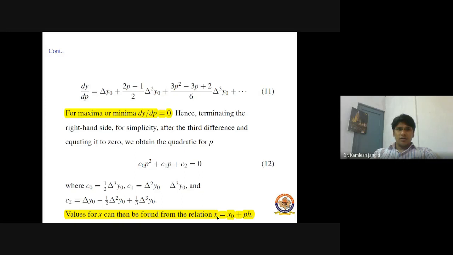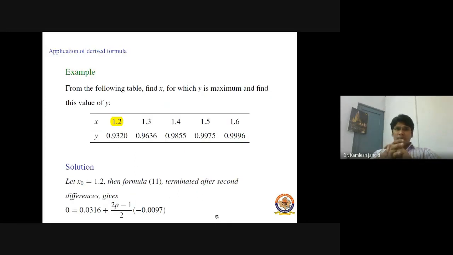Right? So let us consider one example based on this maximum or minimum problem. From the following table, find x for which y is maximum and find this value of y. So here we use Newton's forward formula. Suppose this is our point x0. So let x0 equal 1.2, then in formula equation number 11 we terminate after the second differentiation.